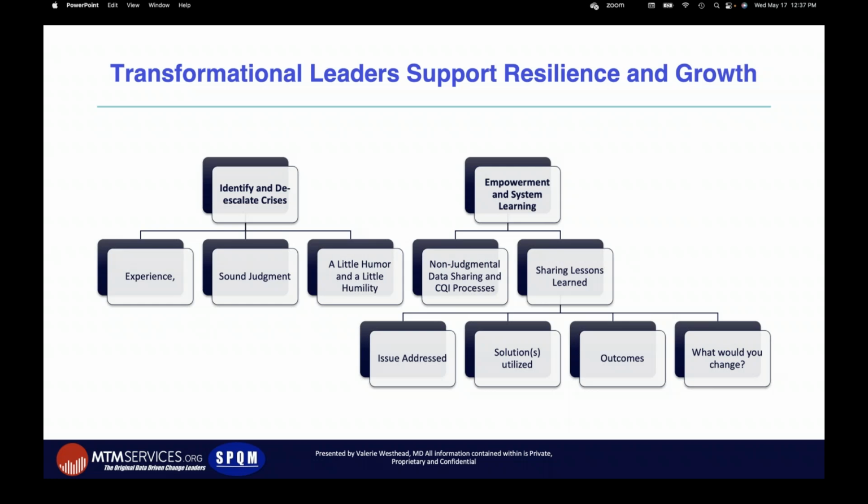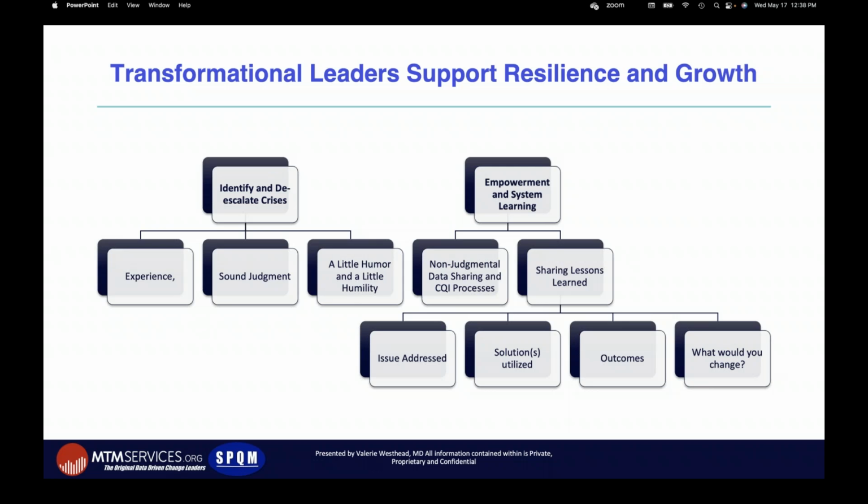As a transformational leader, it's really important that we help everyone within our purview to grow. This is probably one of the things that medical providers have learned how to do pretty well. From the very beginning of our training, we've been thrown into situations where there were crises. So we've gotten pretty good at identifying and de-escalating those. Our experience and our sound judgment is what we bring to the table. Hopefully we also bring a little humor and a little humility to this, but we have learned how to identify and resolve crises.